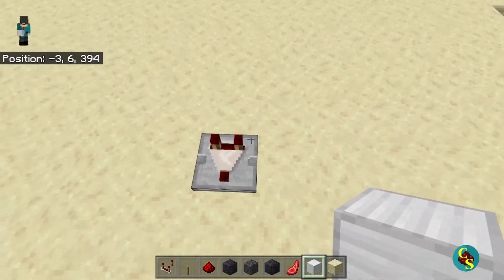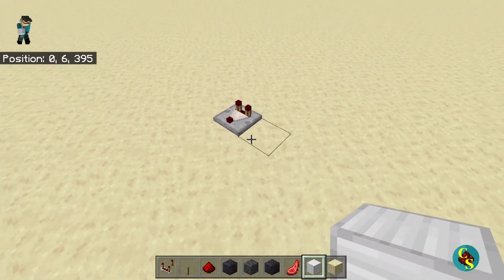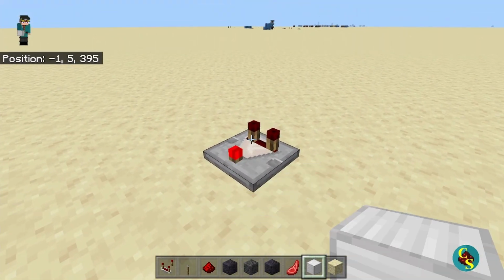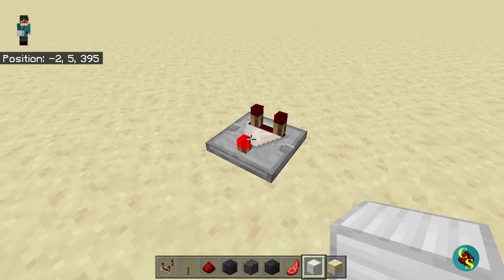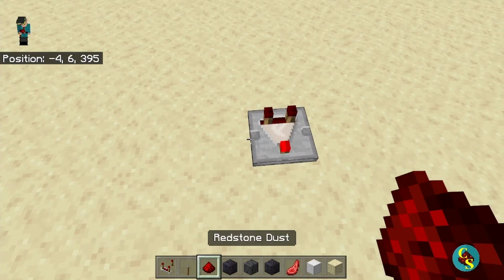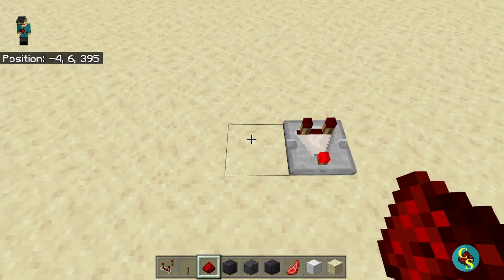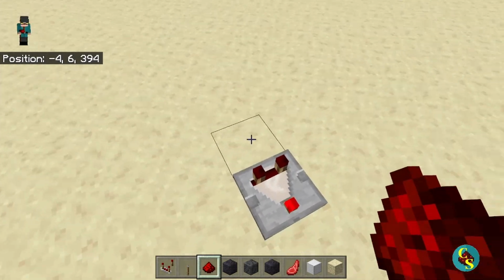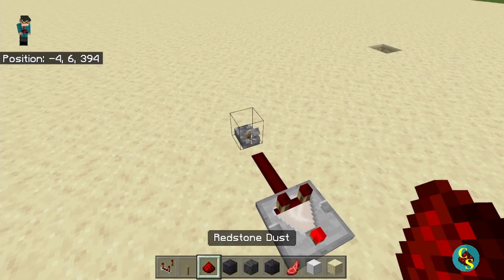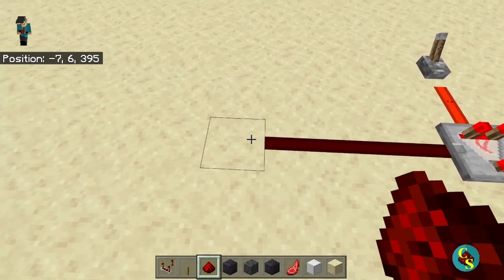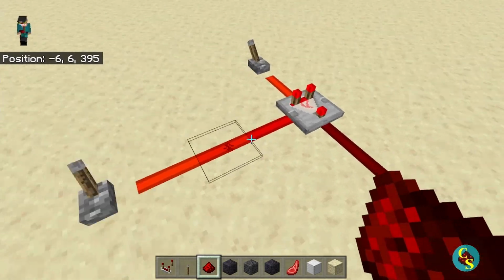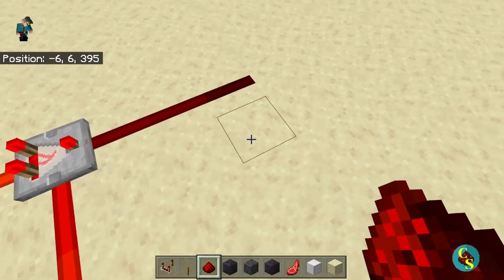The next function that we are going to look at is subtracting. So to turn a comparator into subtract mode, all you have to do is right-click it, and this torch right here will turn on. That means it is in subtract mode. Once in subtract mode, the comparator will subtract the side input from the back input. So, for example, if we have a signal strength of 15 in the back, and we have a signal strength of 13 in the side, it will give off a signal strength of 2, because 15 minus 13 is 2.